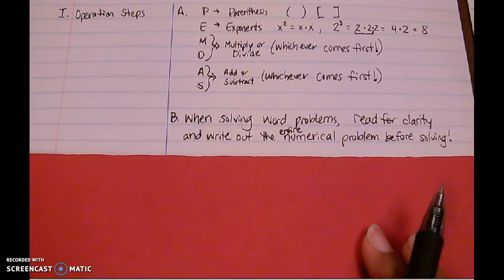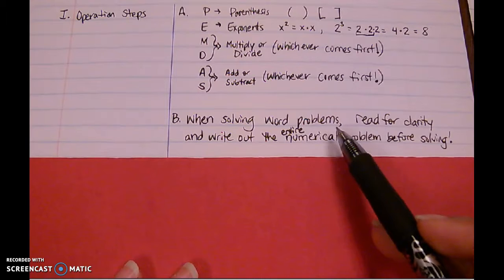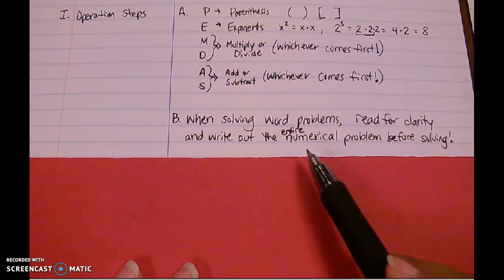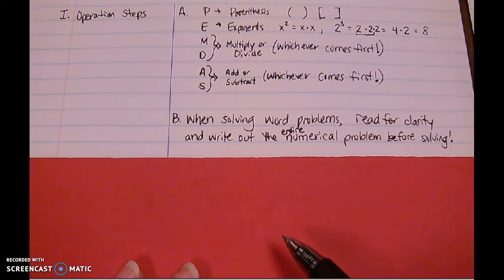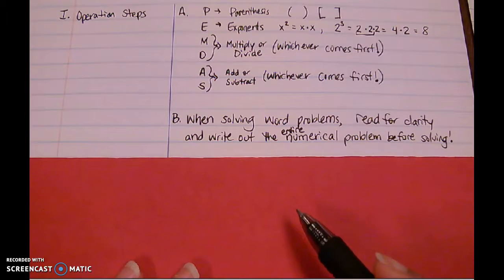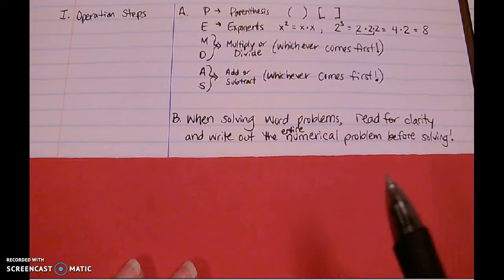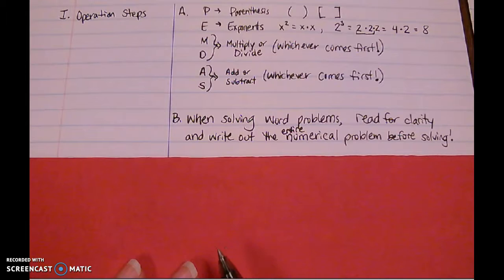For 7th grade, we're actually going to be solving a few more word problems than you probably did in 6th grade. So I want you to write this note down. When you're solving word problems, I want you to read for clarity and make sure that you write out the entire numerical problem before solving. I don't want you to read and just start writing random things and thinking that you've arrived at an answer. You need to write out the entire problem numerically and then begin solving it step by step.